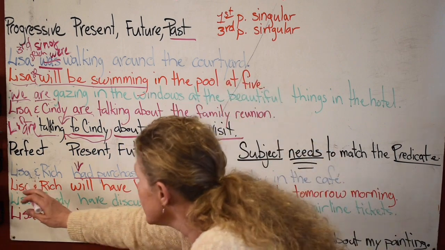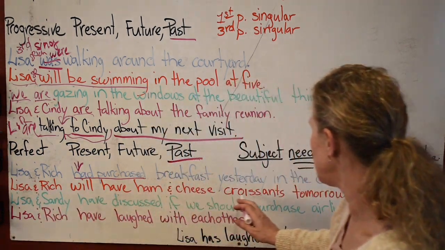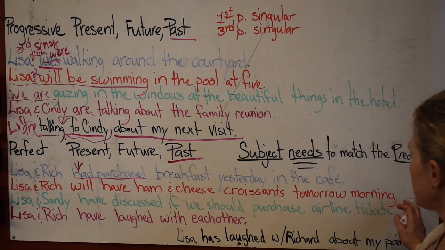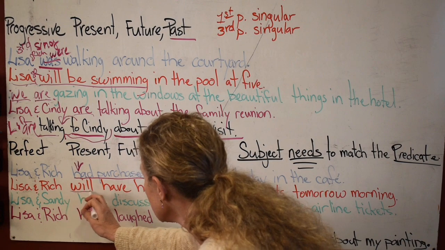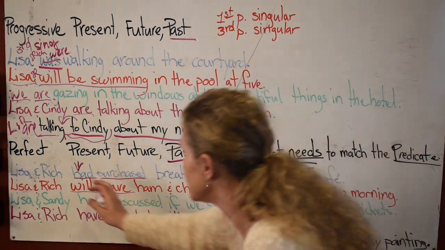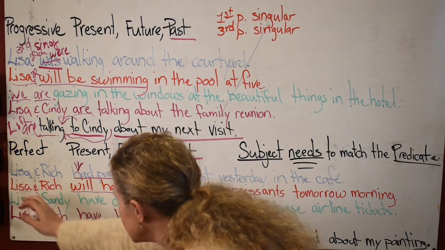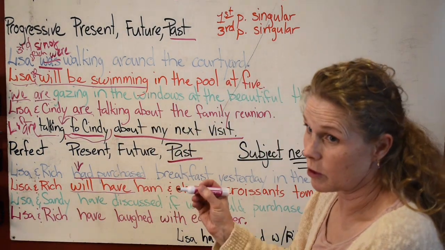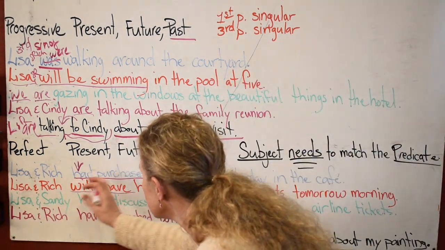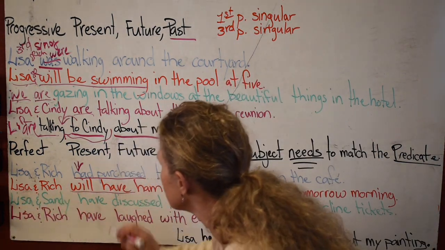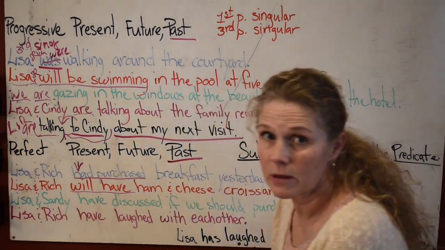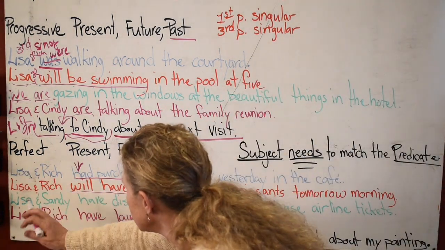Okay? But Lisa and Richard will have ham and cheese croissants tomorrow morning. Is this singular or plural? Plural. This is plural. Future. It takes the future, plural. Yes, this is plural, this is plural. It's sitting you in the future. Plural takes the plural verb. Lisa and Sandy. Perfect. Oh, and it's sitting in the perfect.